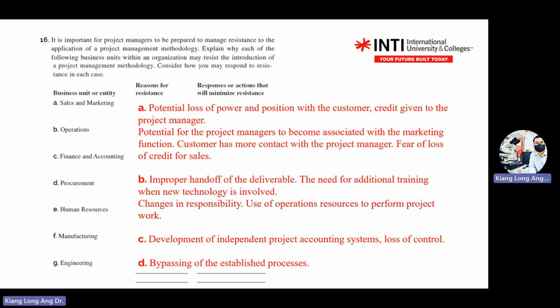Finance, they fear they might mess up their finance systems. Okay, so your finance system, for example P&L, you're in and out, buy this one, and then you share with other departments, then it's confusing already. Different codes they use for finance. So the fear is that they also might have a loss of control in the finance reporting.